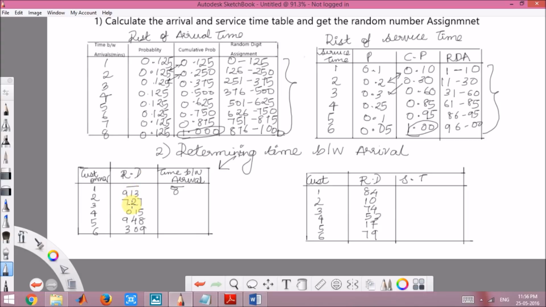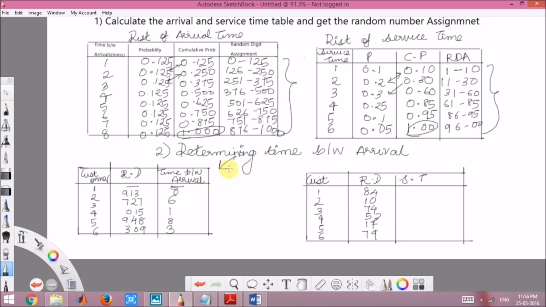So let's look at the next data, 727. 727 lies here, 626 to 750. That is 6. So we write 6. Similarly, we find where 15 lies. 15 lies in 1. Then 948 lies in 8. And 309 lies in 3. So this is how we get the time between arrival: first being nil, then 8, 6, 1, 8, 3.